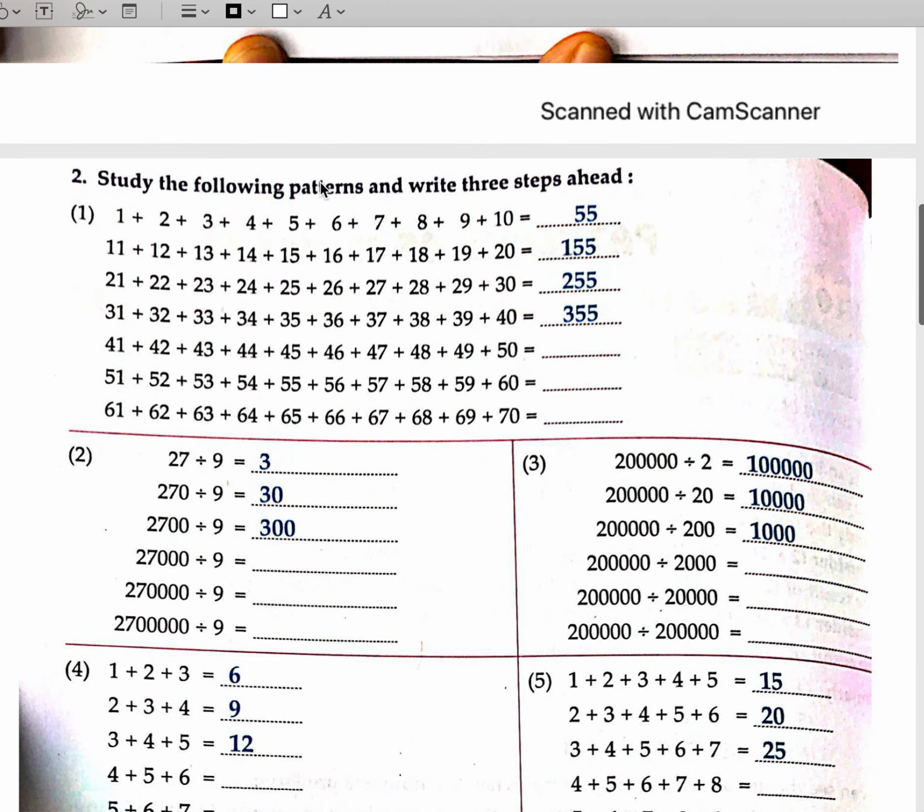Study the following patterns and write 3 steps ahead. तो अभी ये एक पैटर्न है और हमें 3 steps ahead write करना है. So 1 plus 2 plus 3 will be equal to 55. Then this will be 155 when we increase the number. So now when there is 2 in tens place, it will be 255, 355. Similarly, here होगा 455, 555 and 655.